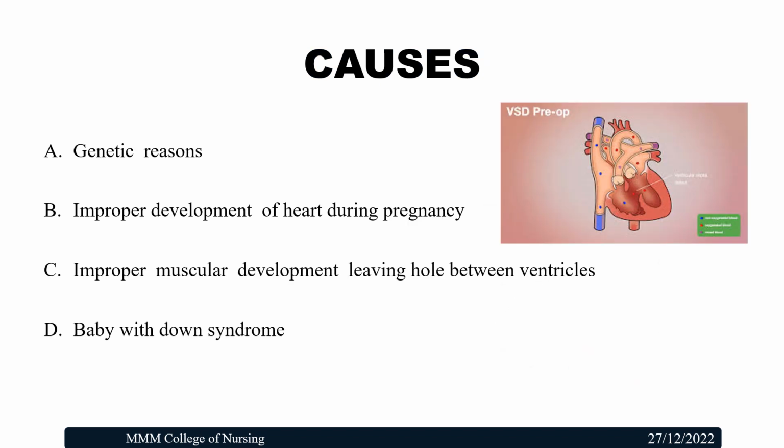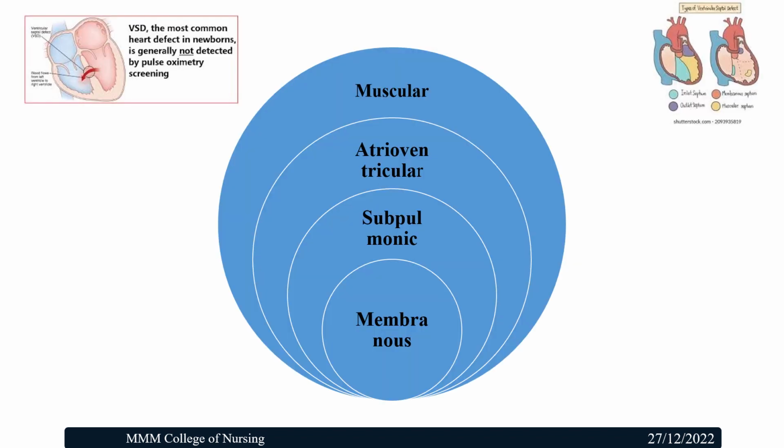Next, causes. Genetic causes: improper development of the heart during pregnancy, improper muscular development leaving a hole between the ventricles, and a baby with Down syndrome. So these are the causes which constitute the ventricular septal defect.